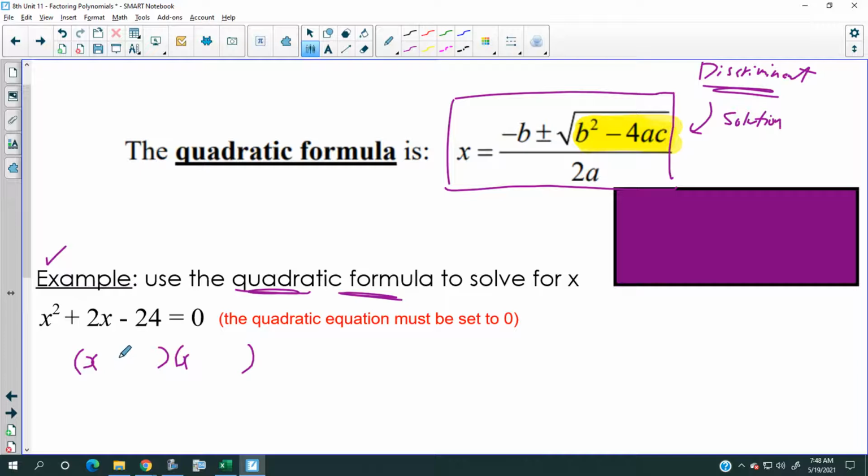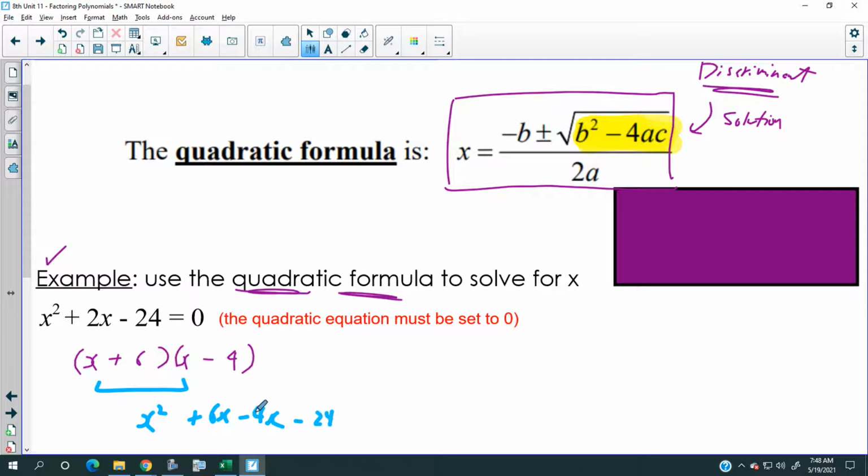So let's see, 24, 8, and 3, that's not gonna work. 6 and 4, yeah. So let's see, 6 and 4, who gets the negative? The 4, right? Now let me double check. I'll use my magic pen. So that's x squared plus 6x minus 4x minus 24. So that's x squared plus 2x minus 24. Yep, so I was right.